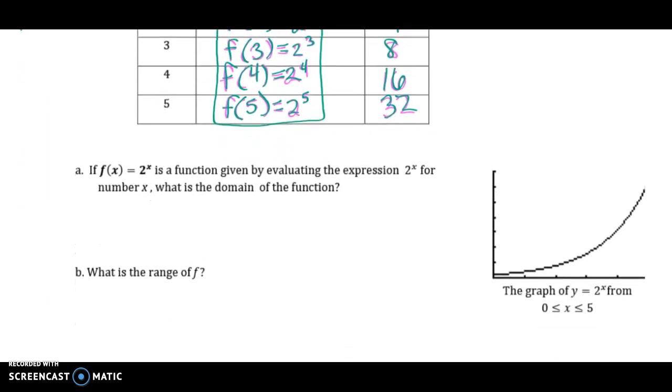Now as far as the domain and range of this function. If f of x equals 2 to the x is a function given by evaluating the expression 2 to the x for the number x, what is the domain of the function? So right here is the key thing. What is the domain of this? For the domain and the range, what we're actually doing is we're trying to figure out where this function exists.